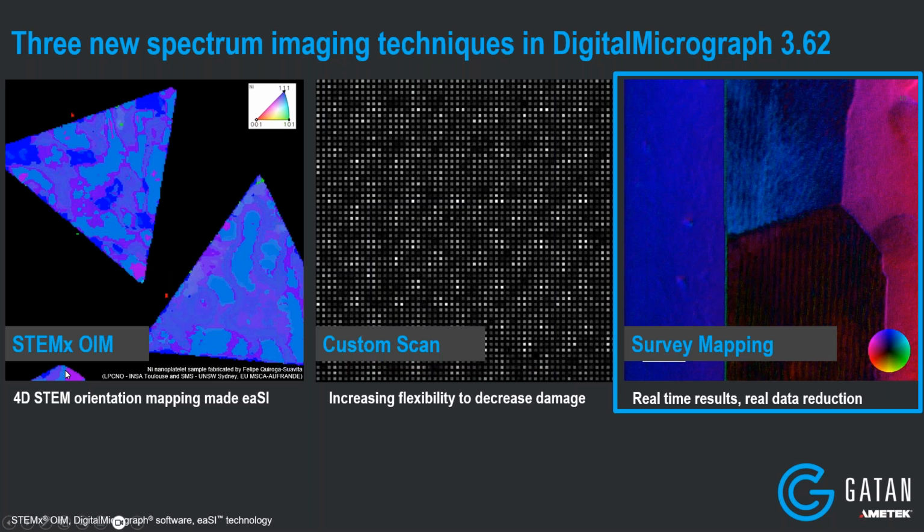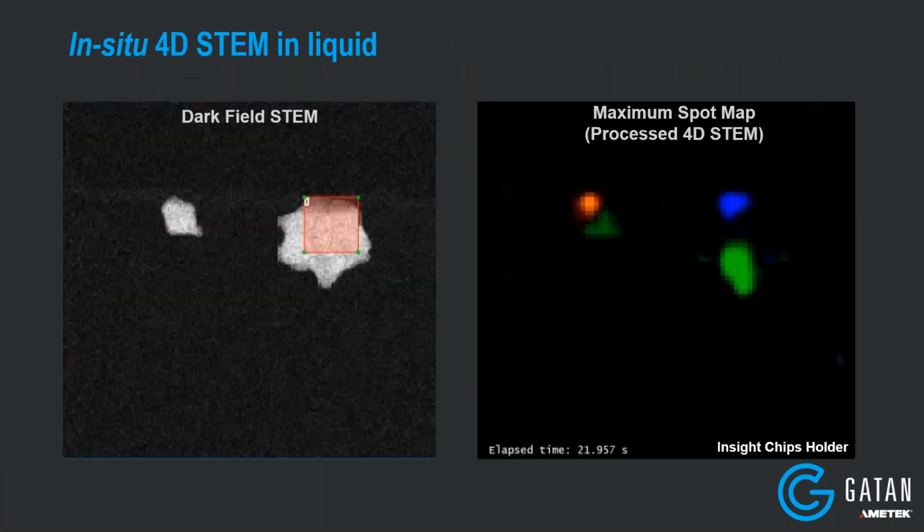We have what we call STEMx OIM for orientation mapping in DigitalMicrograph. There's actually an entire webinar about this on our YouTube channel. We post all of these webinars that Gatan presents on our YouTube channel, so you can go there and see the webinar for STEMx OIM that was just released a couple weeks ago. And then later this week, you should be able to watch this webinar that I'm giving today on survey mapping.